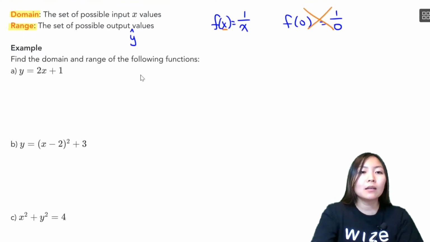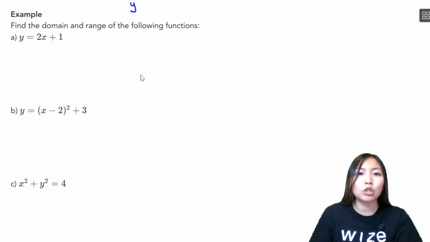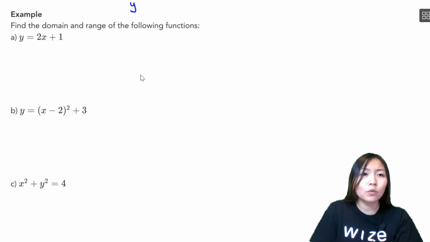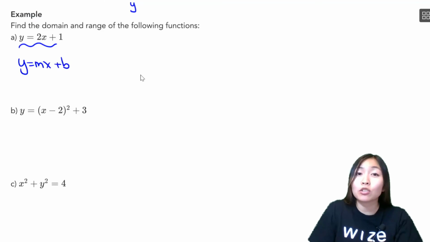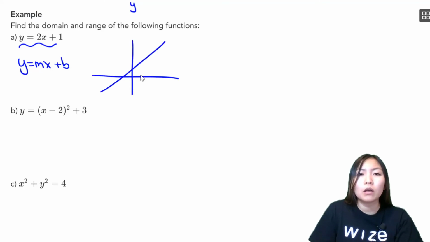So let's take a look at some examples here. We want to find the domain and range of each function. This first one, y equals 2x plus 1, we've beat this to death from grade 9 to grade 11. This is y equals mx plus b, which is a straight line. So if you think about your straight line, it has a y-intercept like this and a slope. We have a line that looks somewhat like this. Give or take, it's not really drawn to scale.